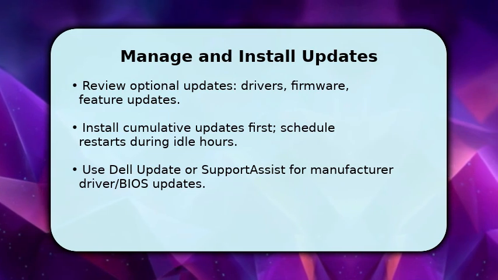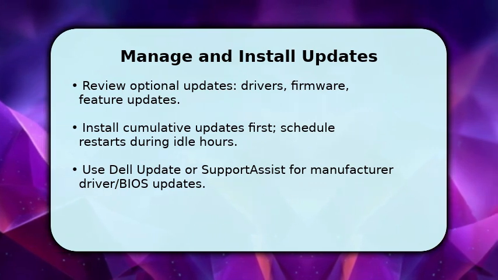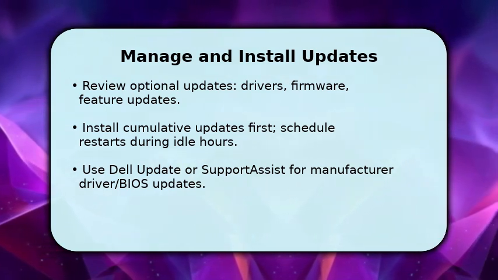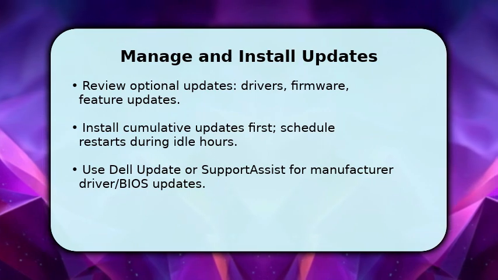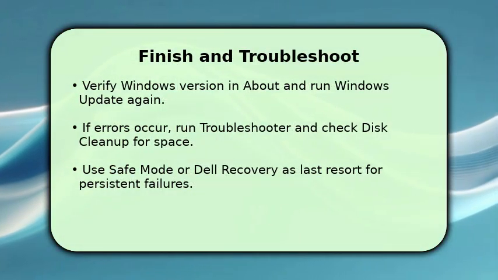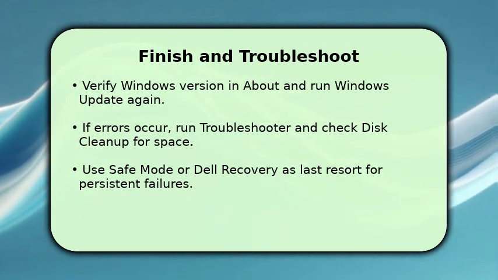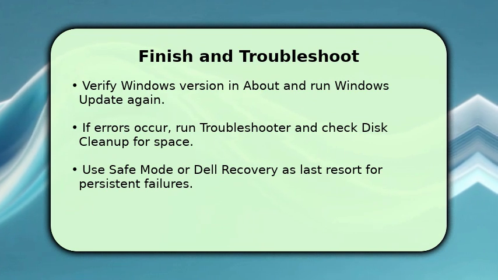Monitor progress in Settings. If installation stalls, pause and resume one update at a time to isolate the issue. Make sure after updates finish, confirm the new Windows 10 build in Settings, System, About, and run Windows Update once more to catch follow-ups. If you see errors, run the Windows Update troubleshooter and free space using Disk Cleanup.